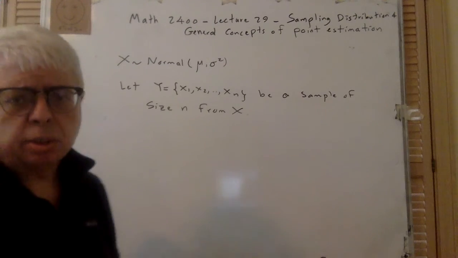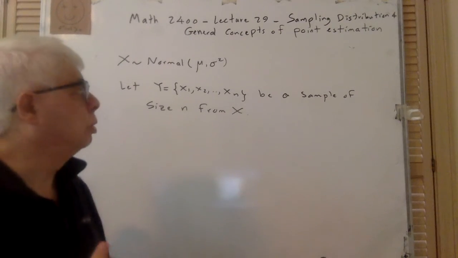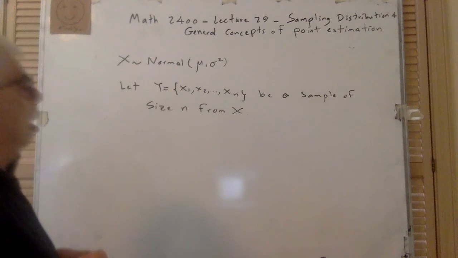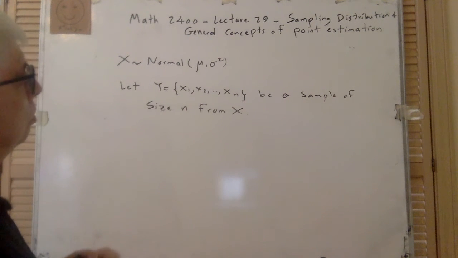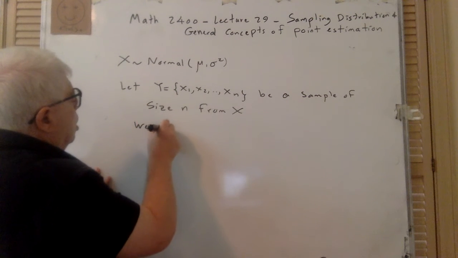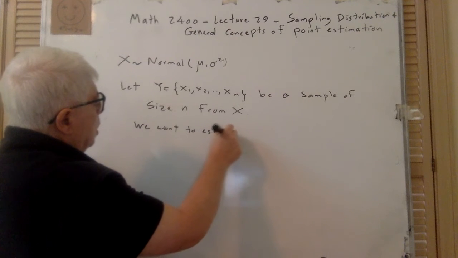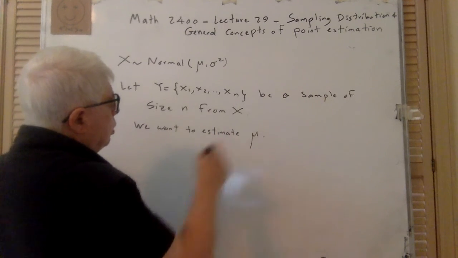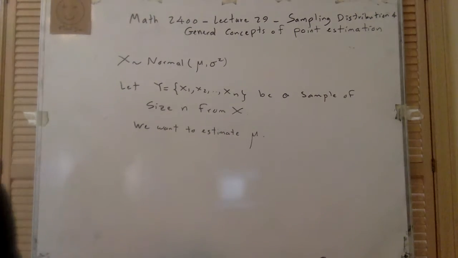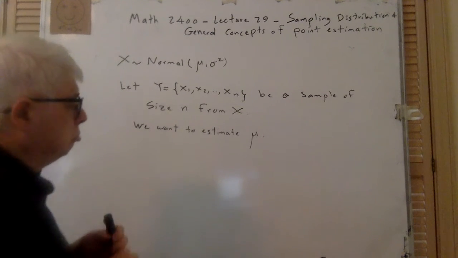So when I say x, I really mean the population behind that. Now we want to estimate mu. First mu. So what is mu hat?